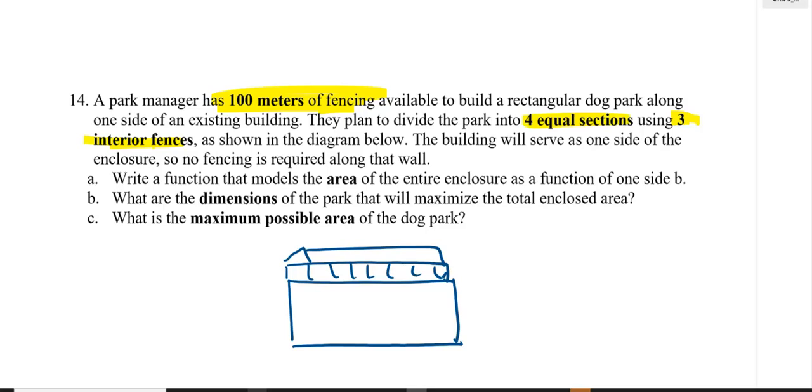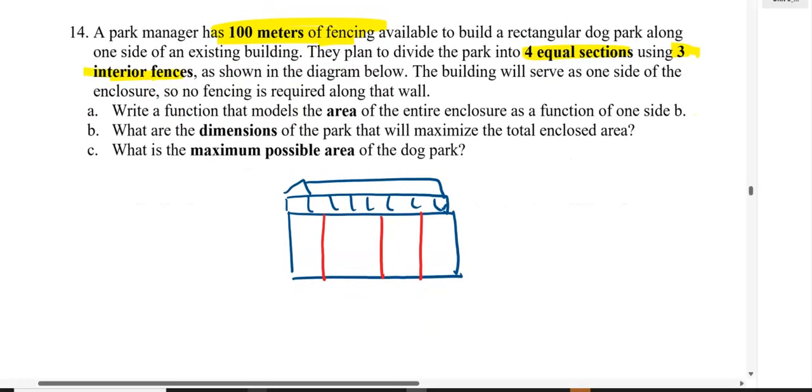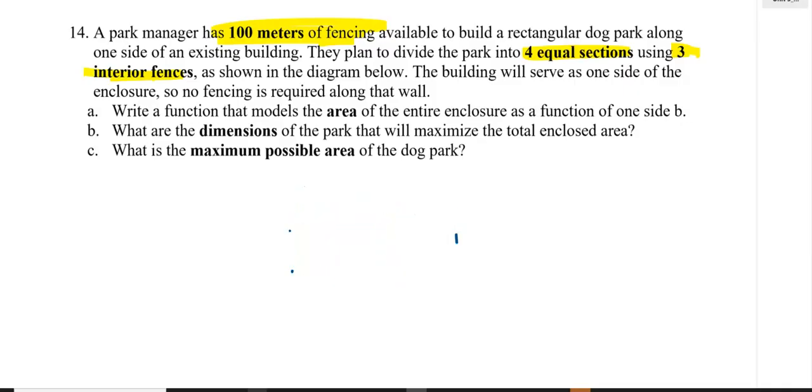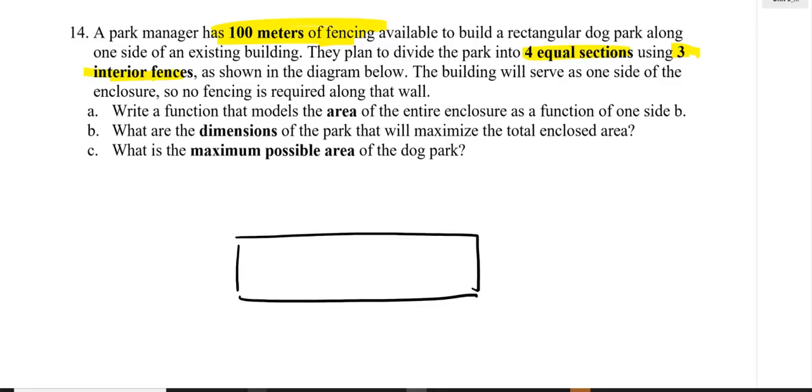So we're going to create 4 equal sections: 1, 2, 3, 4. Let's imagine that's 4 equal sections, and we have 100 meters of fencing available. Let me put this picture in a better form. In the exam, you will be given the picture, so that is less of a problem.